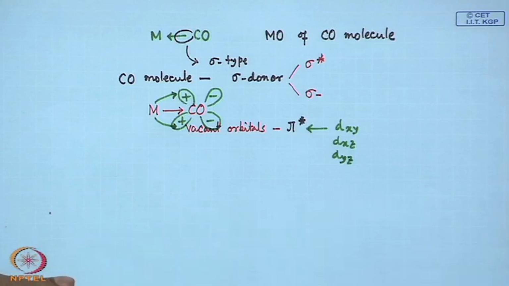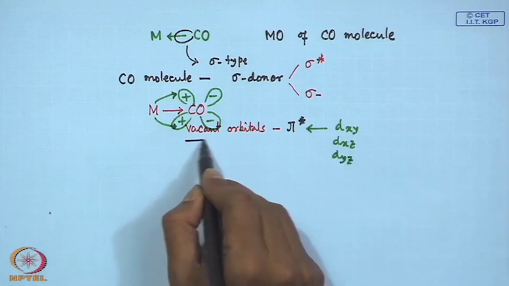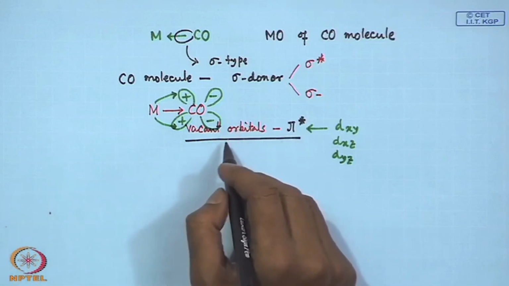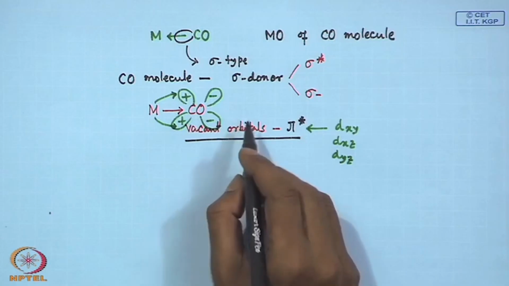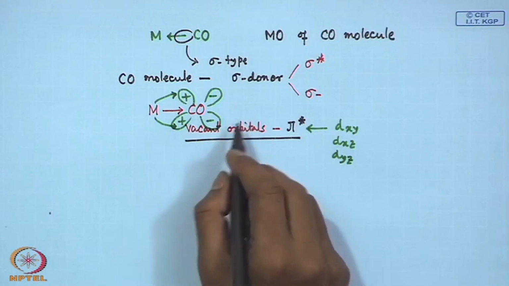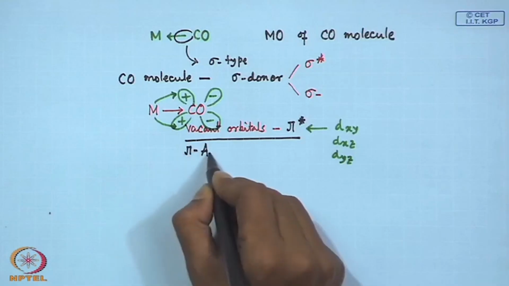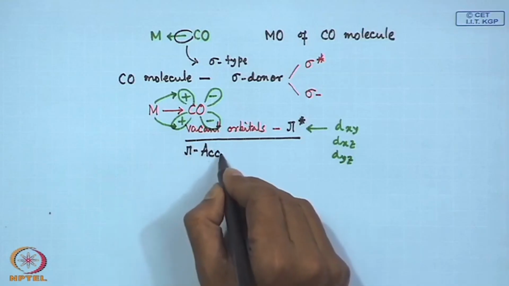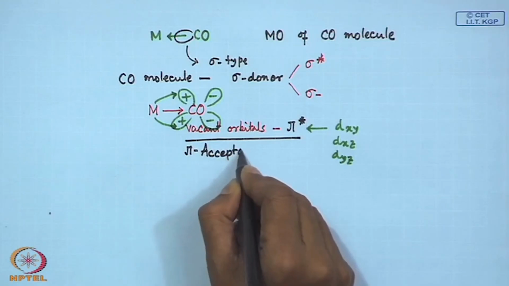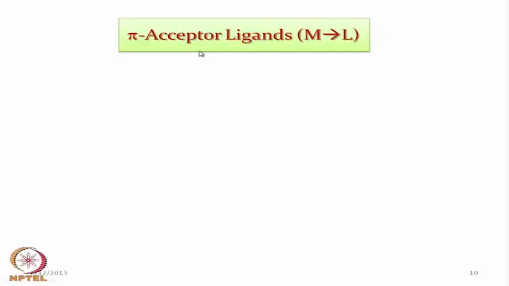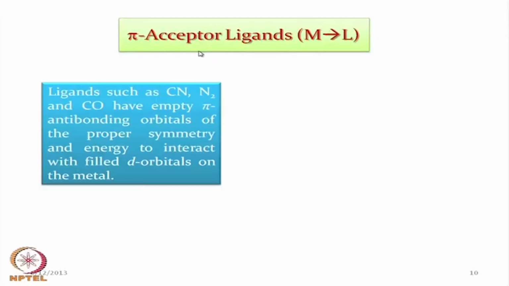Now, this particular interaction, that means the acceptance. If this is predominating for this sort of metal ligand interaction, we will consider the carbon monoxide as a pi acceptor ligand. So, they are the pi acceptor ligands. In our next class we will discuss this capability for pi acceptance.